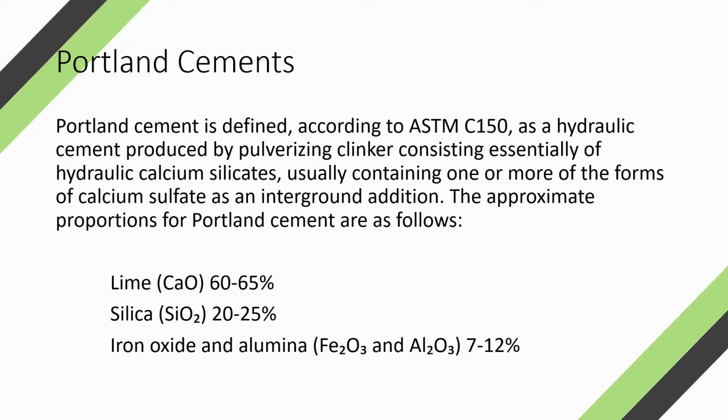Next is yung Portland cement. So, ito yung pinaka-common na ginagamit natin sa ating construction here in the Philippines. So, Portland cement is defined according to ASTM C150 as a hydraulic cement produced by pulverizing clinker consisting essentially of hydraulic calcium silicates, usually containing one or more of the forms of calcium sulfate as an interground addition. The approximate proportions for Portland cement are as follows.